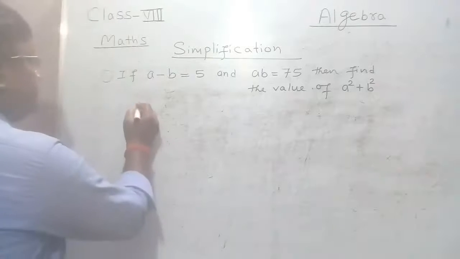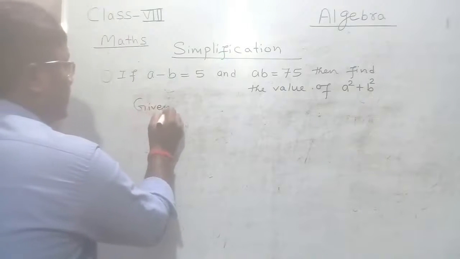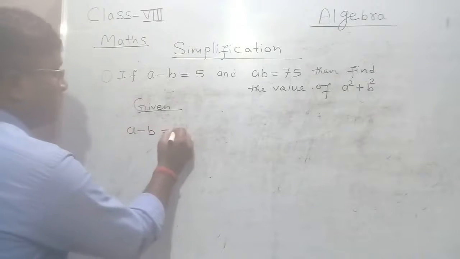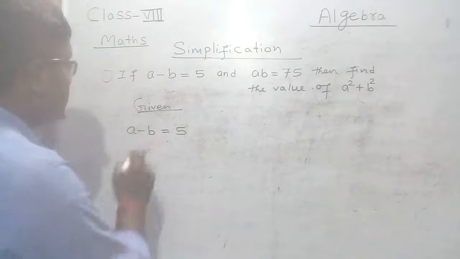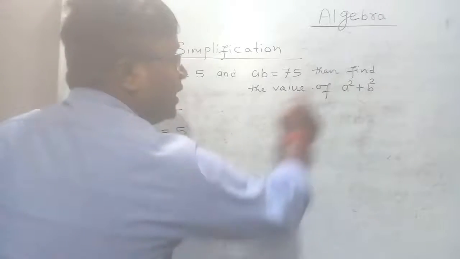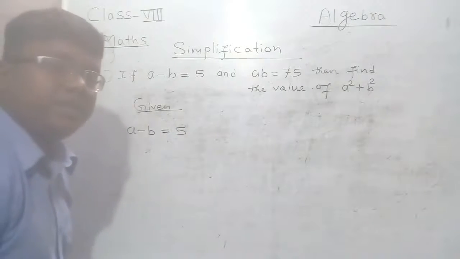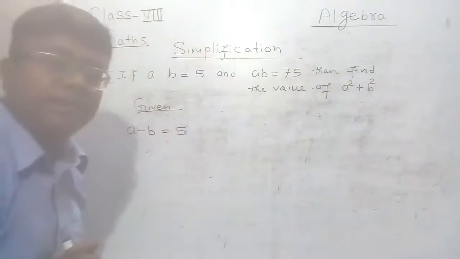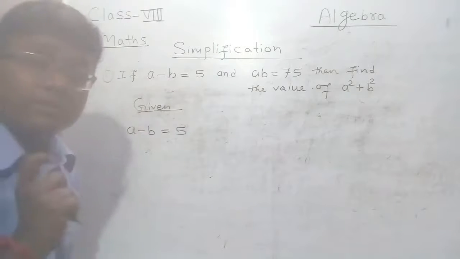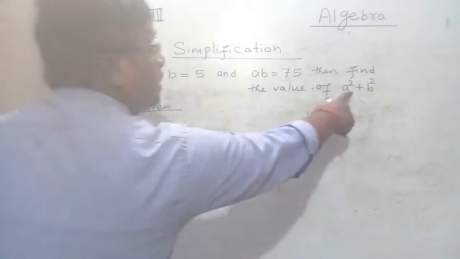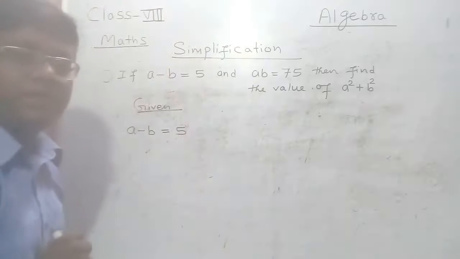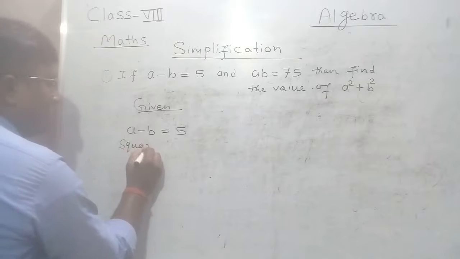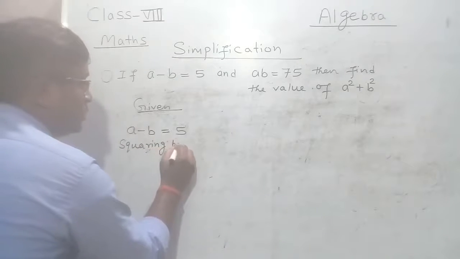So what is given here? Given thing is a minus b is equal to 5. This is given to us and we need to find the value of a square plus b square. The value which we are going to find and the given thing will give you the hint. Whose value you are going to find is in the square form. So what we'll do is squaring both sides. We will find the square on both sides.